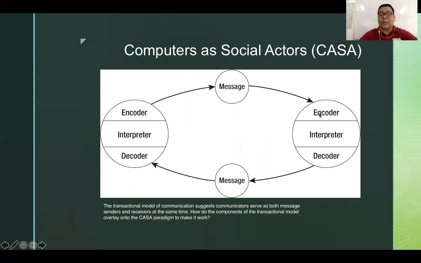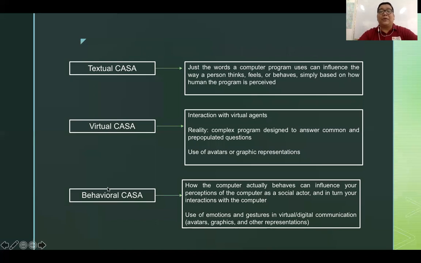And then the computer responds in the form of a message as well, and then the person who sent the original message will now decode the feedback provided by the computer. So there is really a social interaction happening between the computer and the person. Now, onto the different types of CASAs.